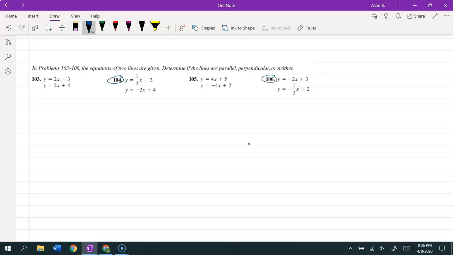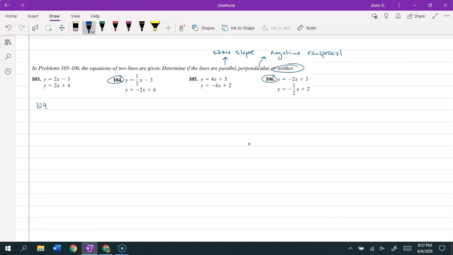And one thing I'll remind you from the previous lesson is whenever two lines are parallel, they have the same slope. Whenever they are perpendicular, the slope is the negative reciprocal. So basically flip that thing over and change its sign. That is what we mean by a negative reciprocal. And of course, if neither one of these happens, then these lines don't really have any kinds of relationship in that sense. All right. So number 104 says that y is equal to 1/2 x minus 3.